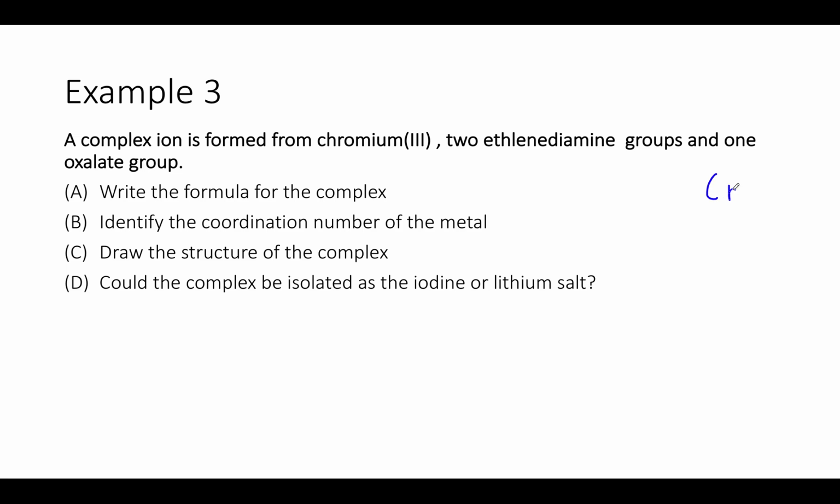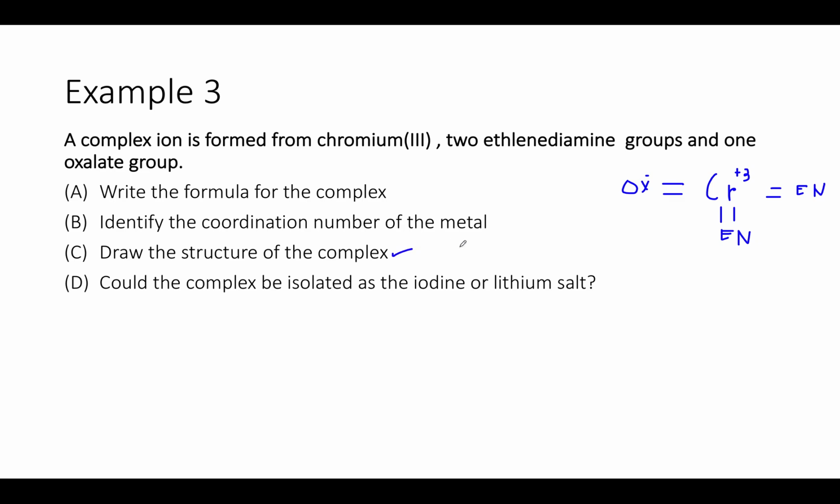Chromium, +3 charge. I have 1 oxalate group, so I'm going to write that as OX. Now each of these has a -1 charge, but if you recall, oxalate is a bidentate ligand, so it's going to form 2 attachments. The ethylene diamine is also bidentate. It will form 2 attachments, but it's neutral. It doesn't have a charge, so I don't need to worry about that when writing the structure. So that handles part C.